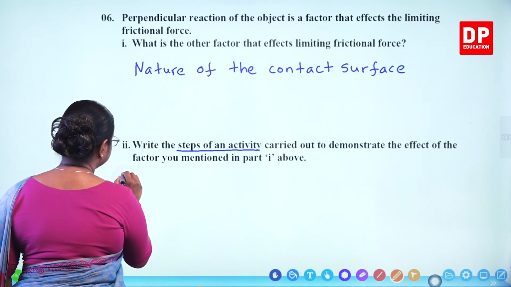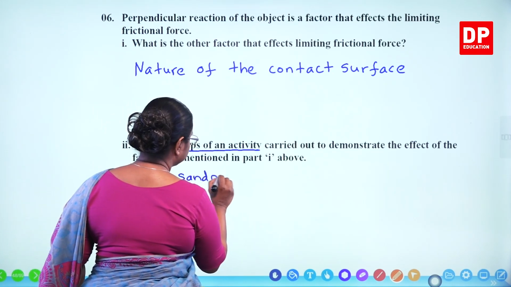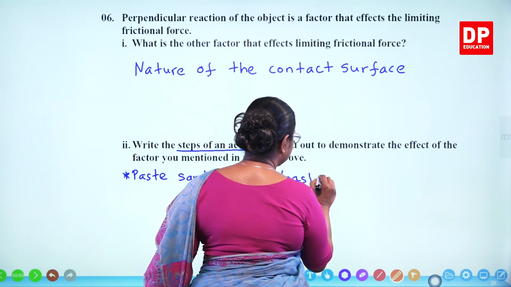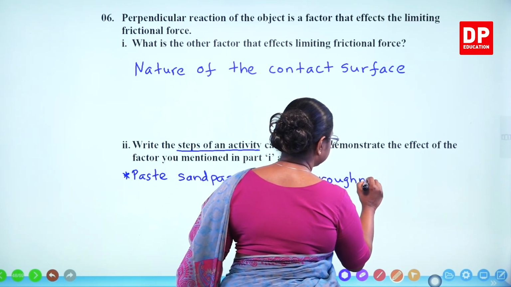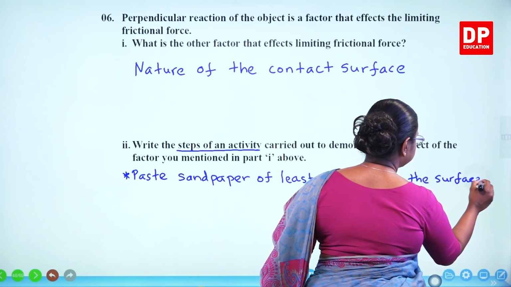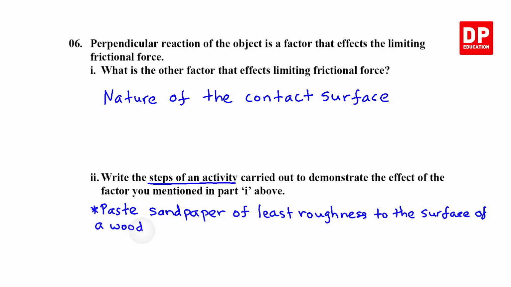So I can say, paste sandpaper of least roughness to the surface of a wooden block and pull it using a Newton balance.